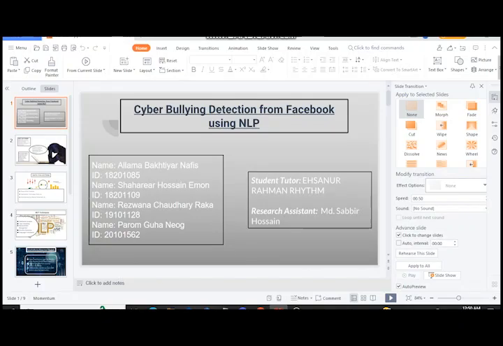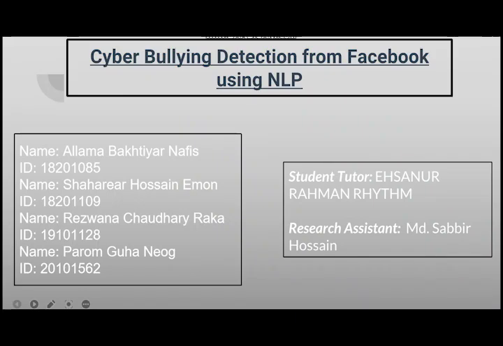Hello everyone, this is our natural language processing project. We are working on cyberbullying detection from Facebook using natural language processing techniques.